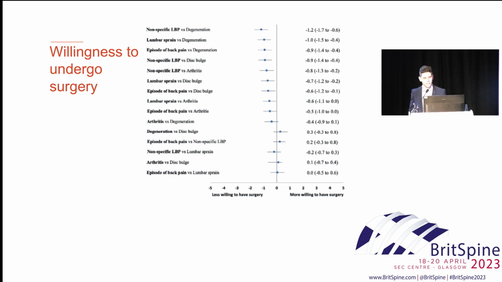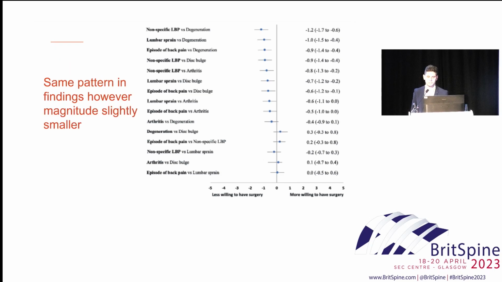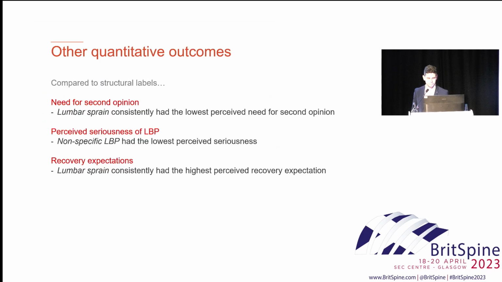And then in terms of the outcome, willingness to undergo surgery, the outcomes were very similar, except that the magnitude of the difference was slightly smaller. But again, the same pattern was observed with non-structural labels significantly reducing patients' intentions to seek surgery compared to structural labels. And for the other outcomes, we found that compared to structural labels, lumbar sprain consistently had the lowest perceived need for second opinion. Non-specific back pain had the lowest perceived seriousness compared to those structural labels. And lumbar sprain consistently had the highest perceived recovery expectation.